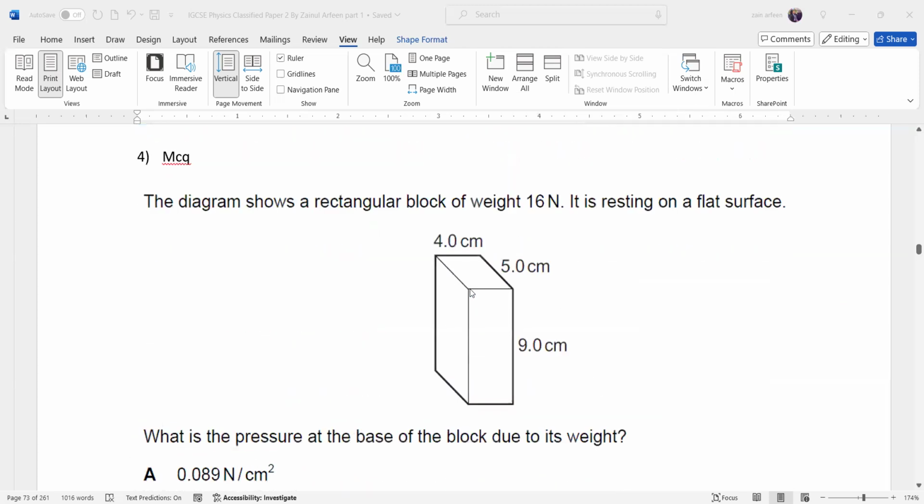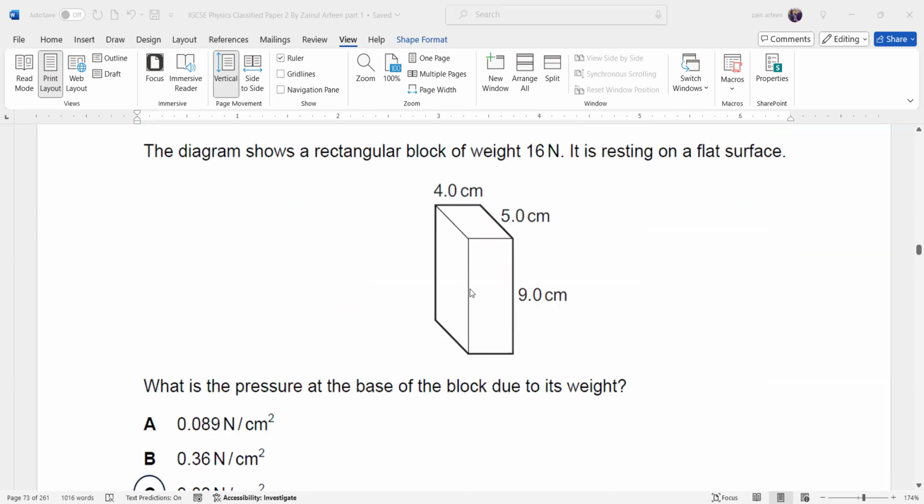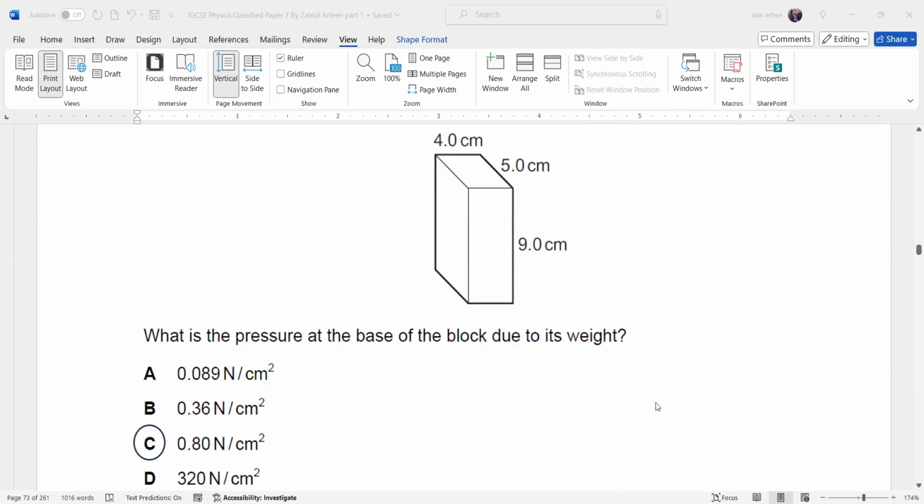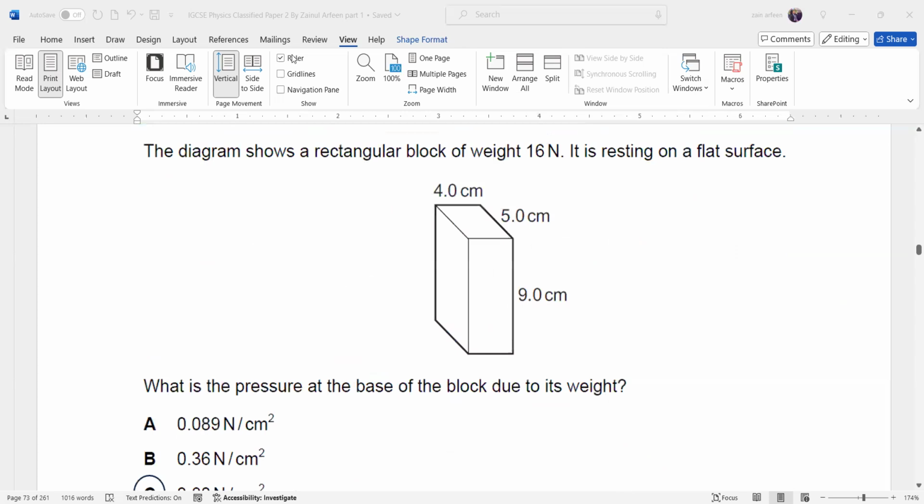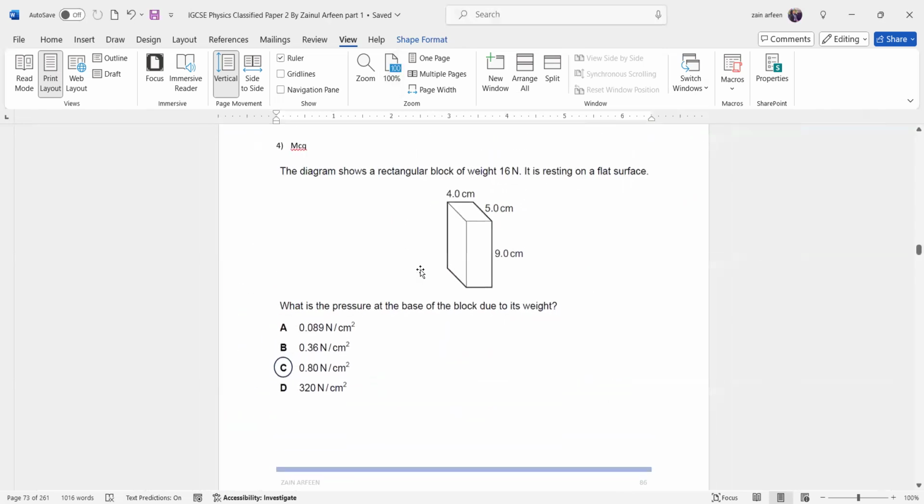The diagram shows a rectangular block of weight 16. What is the pressure due to its weight? So if you want to work out the pressure, pressure is force acting on unit area. For the solid block, the force is 16 Newton. What about the base area? So we just need the base area only.